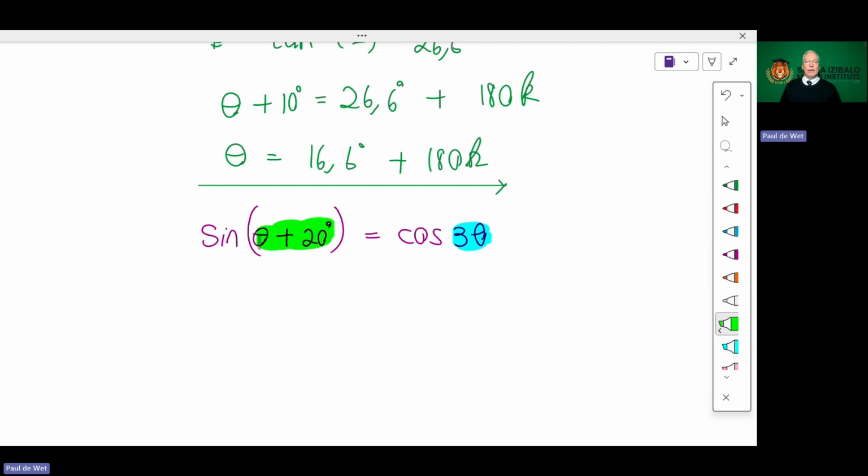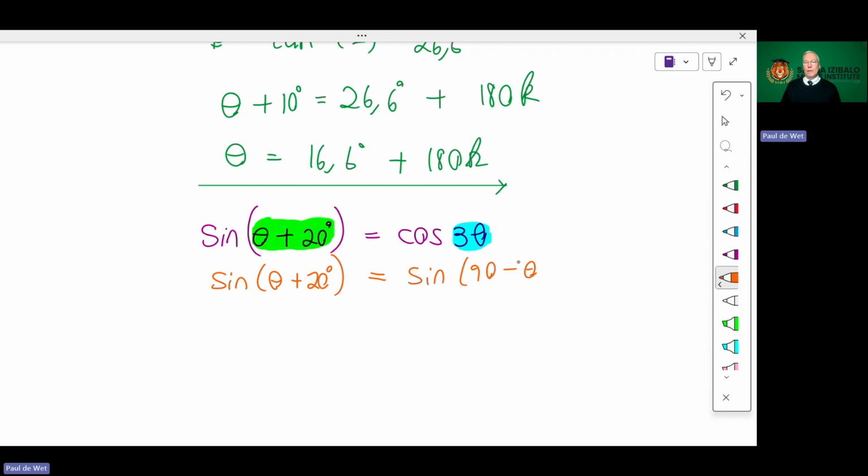The trick to this type of question is to change one of these into the other using co-ratios. So over here, I'm actually going to change sine of theta plus 20 into sine of 90 minus 3 theta.